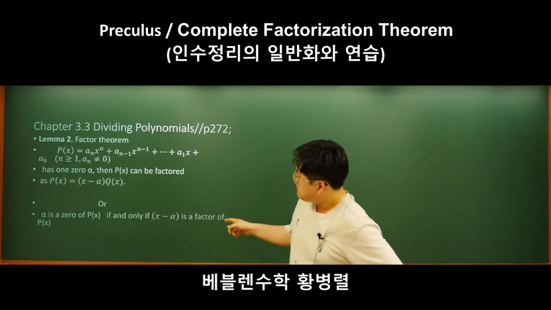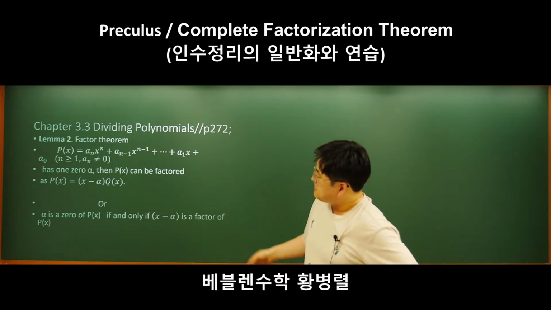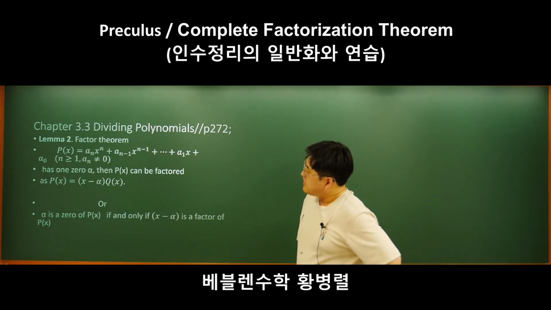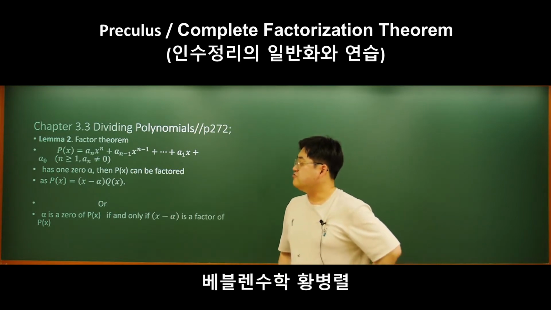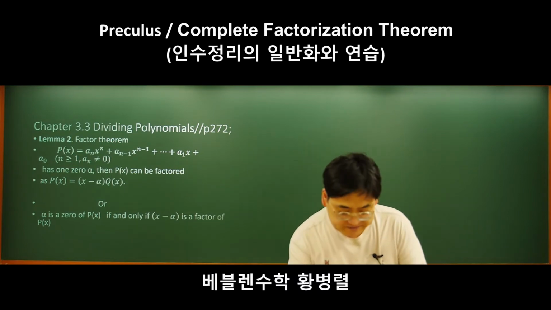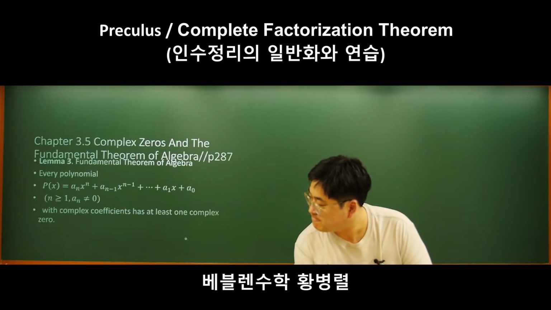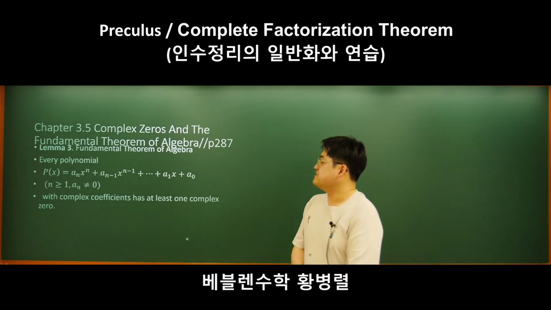When p(alpha) is 0, then p(x) can be factored as (x minus alpha) times q(x). And go to the next lemma, lemma 3. Lemma 3 is like this.